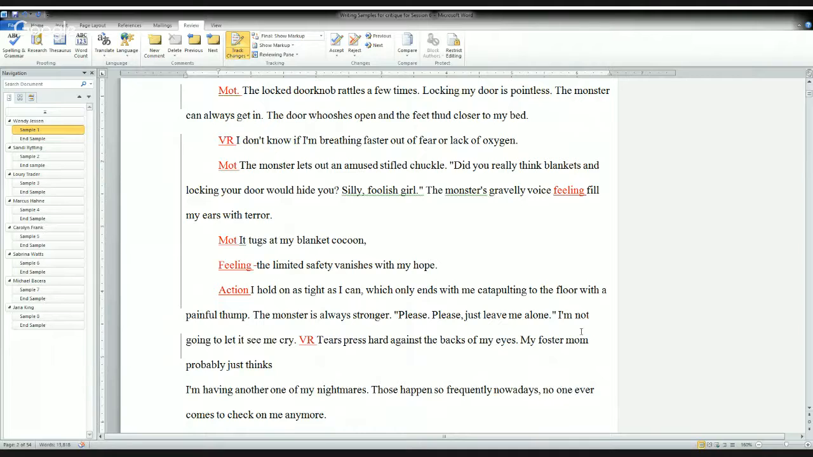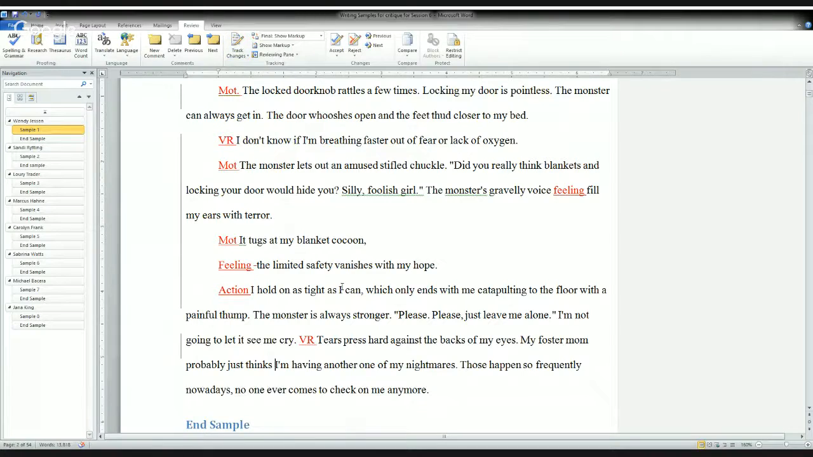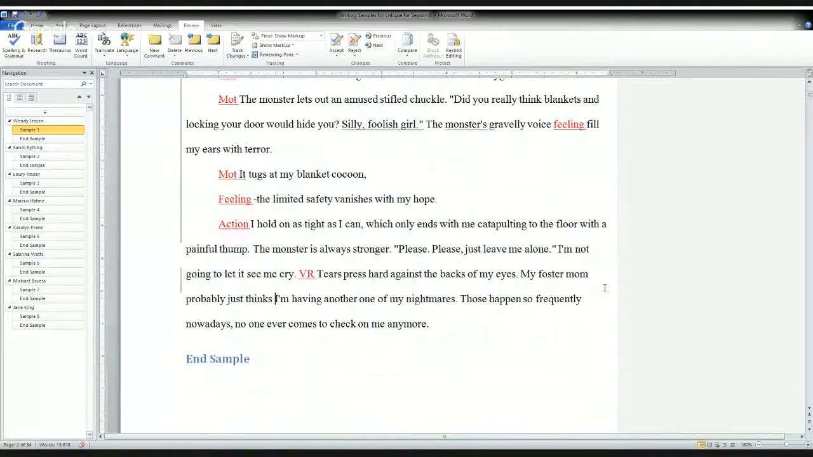Tears press hard against the back of my eyes. My foster mom probably just thinks, sorry about that. This is my fault. And that's analysis there after the visceral reaction. I'm going to get rid of these text changes because somehow I have a paragraph break in there. That was my fault. My foster mom probably just thinks I'm having another one of my nightmares.